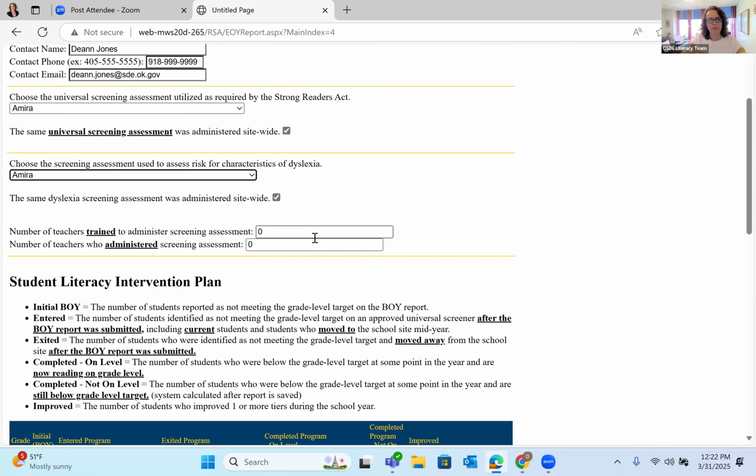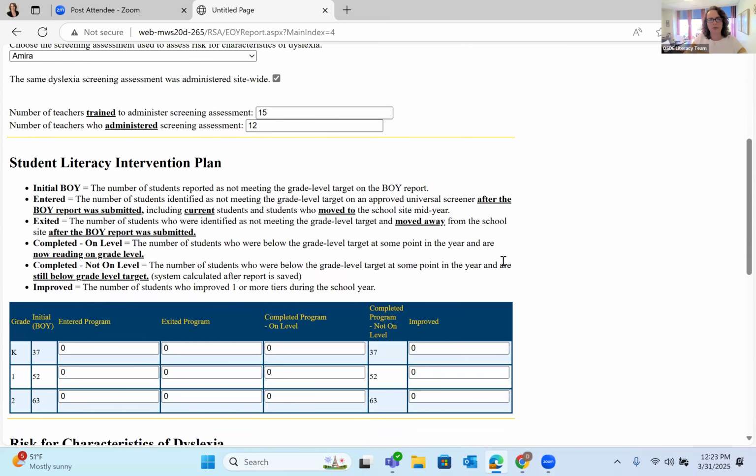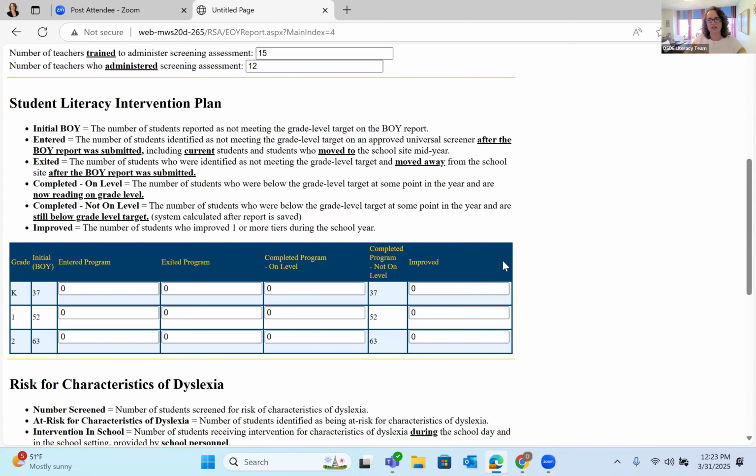Okay. Next question is the number of teachers trained to administer your screening assessment and the number of teachers who administered the screening assessment. These very well could be the same exact number, but you may have a case where we trained 15 teachers to administer the assessment and only 12 of them administered it this time. So those numbers would probably be pretty close, but they might not be exactly the same at your district. So enter those. And then we will move down to the student literacy intervention plan section of the report.